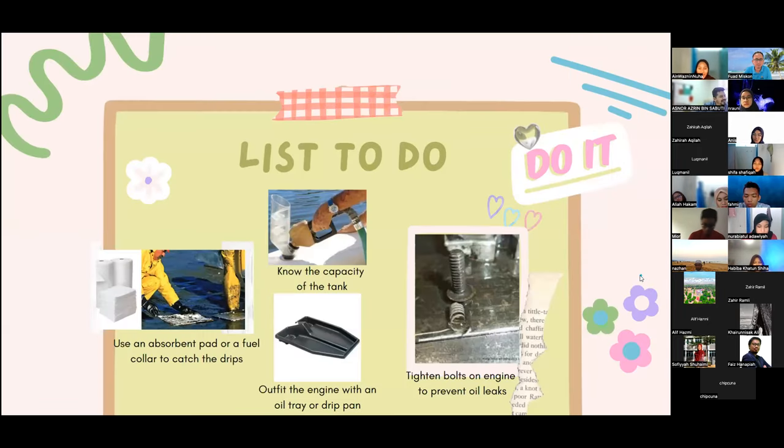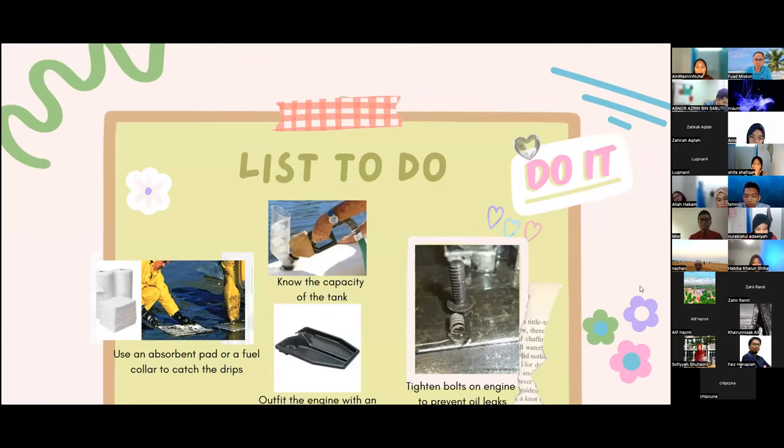So what we can do, it's already time to prevent oil spills even when we are using small boats, because oil spills from small vessels, when you multiply this volume by the thousands of fishing and recreational boats on the water, compose the larger source of oil pollution. So the first thing we can do is know the capacity of the tank to avoid overflow while refueling and leave some room for fuel expansion.